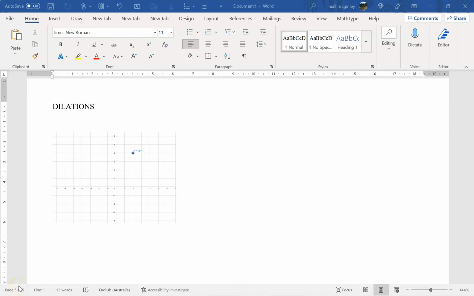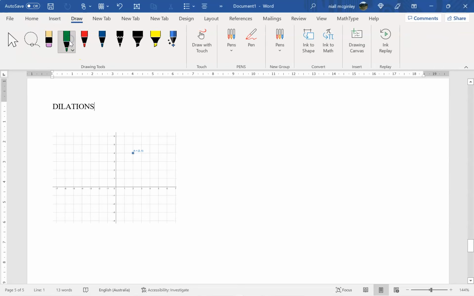So two types of dilations that we're going to look at are a dilation from the x-axis and a dilation from the y-axis. We will look at the x-axis first. When we dilate a point from the x-axis, what changes is the y-ordinate. So we're going to dilate (2, 4) by a factor of 3.